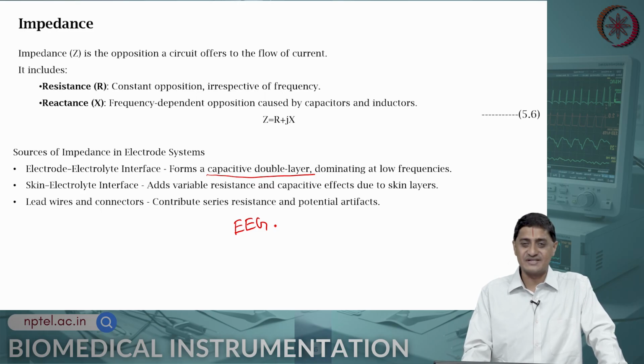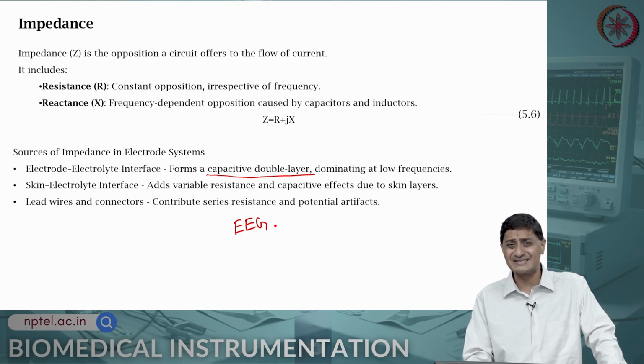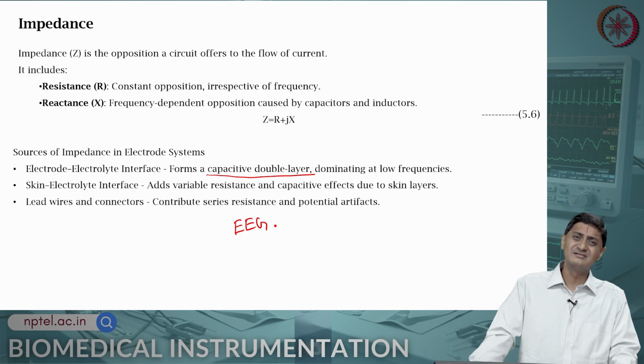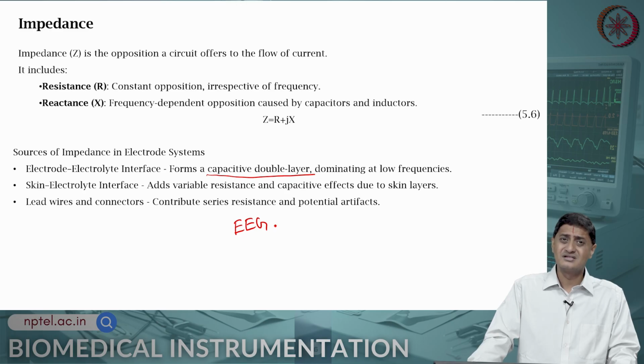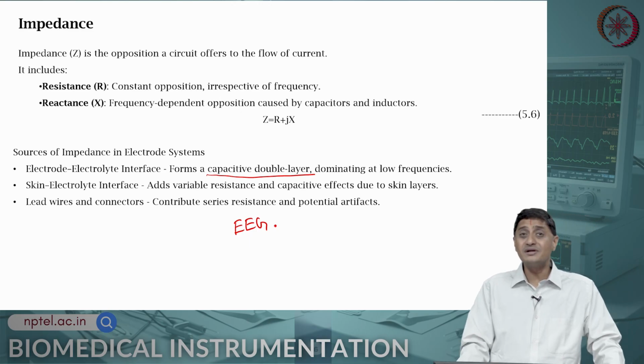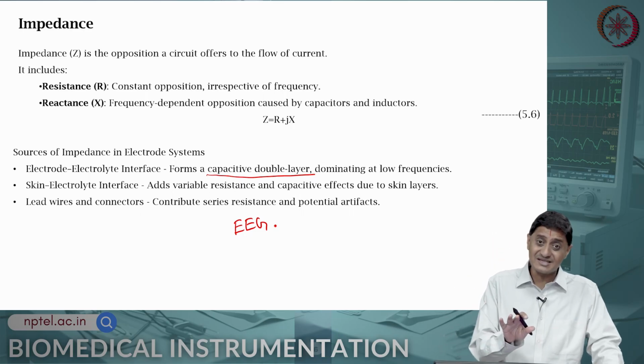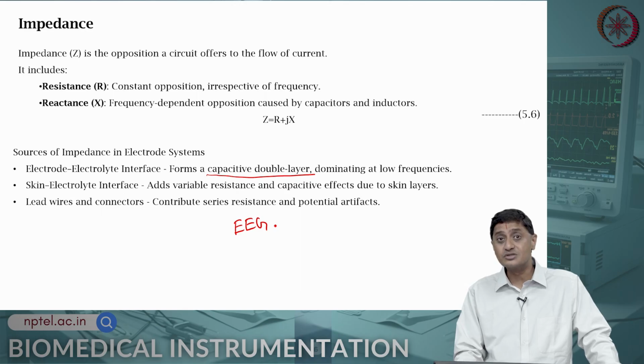electrolyte skin interface. The skin itself adds unpredictable variable resistance and variable capacitances because of the skin layers. We discussed this, the layers of the skin: stratum corneum, stratum granulosum and stratum germinativum. There are 3 different layers and they offer different types of impedances. And then there are lead wires and connectors that also contribute both resistances and potential capacitive effects.